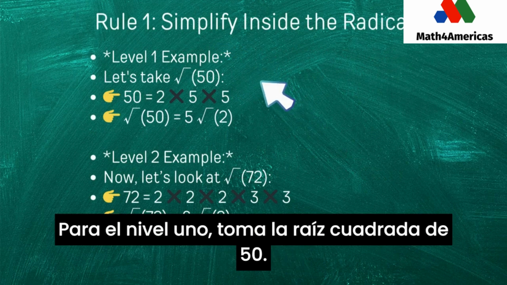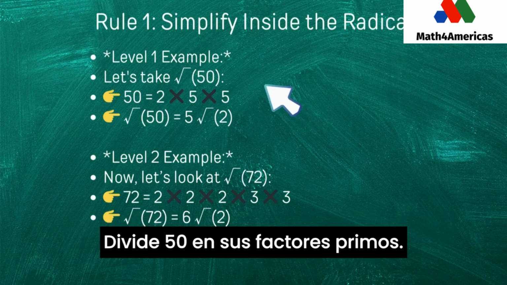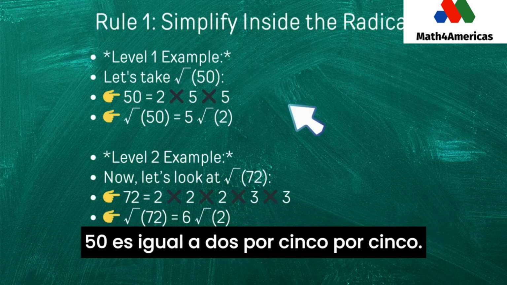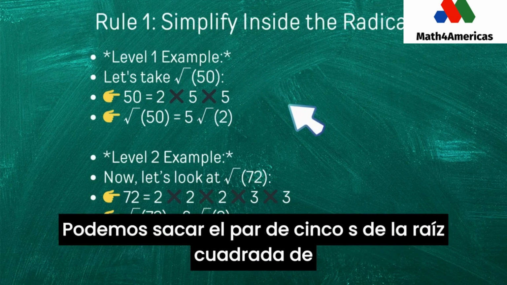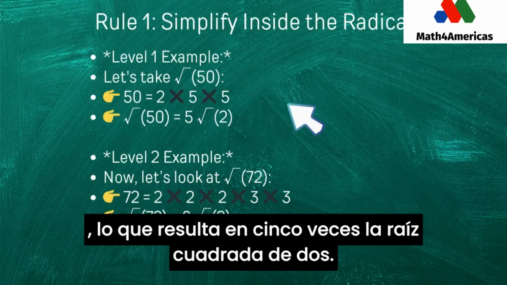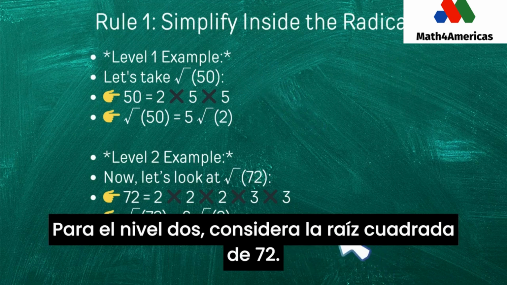For level 1, take the square root of 50. Break down 50 into its prime factors. 50 equals 2 times 5 times 5. We can take the pair of 5s out of the square root, resulting in 5 times the square root of 2.